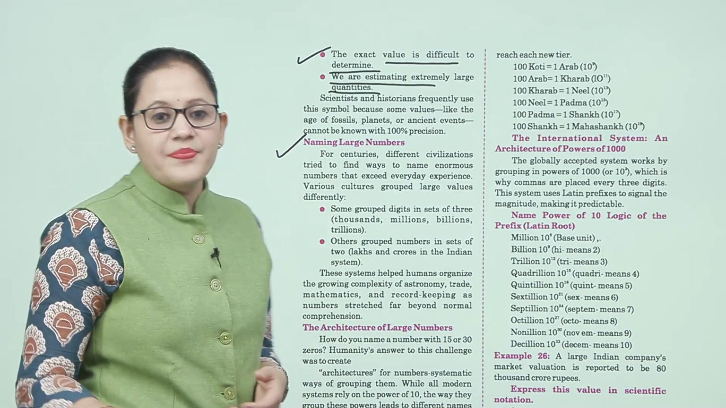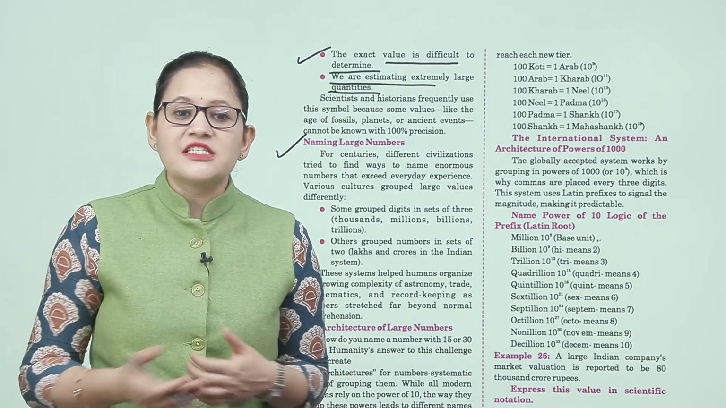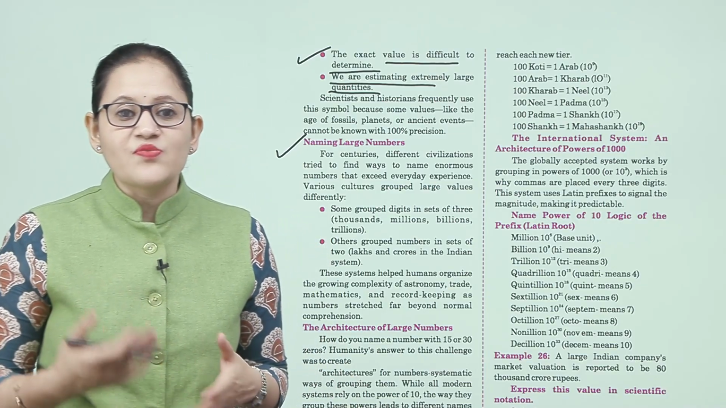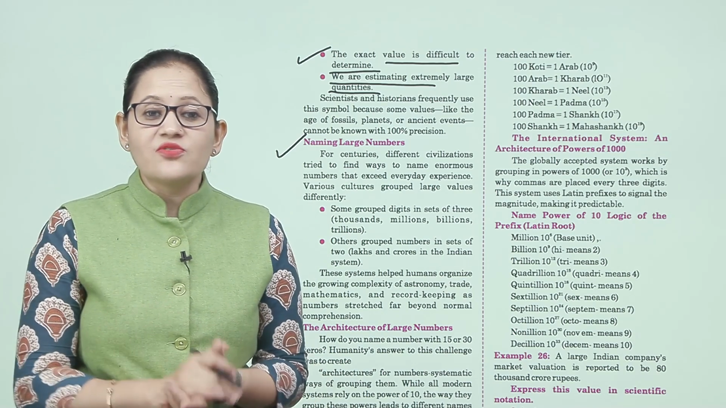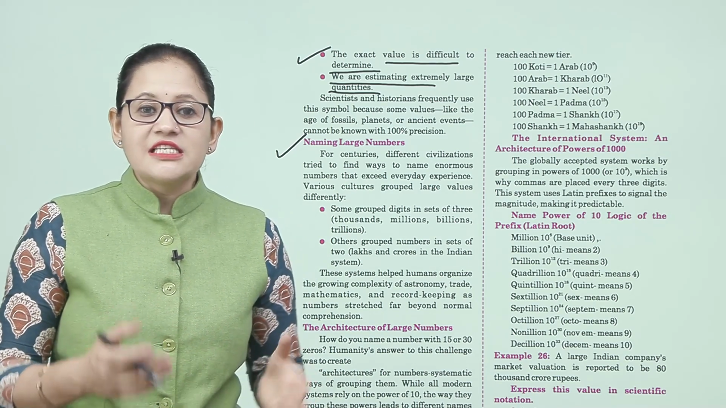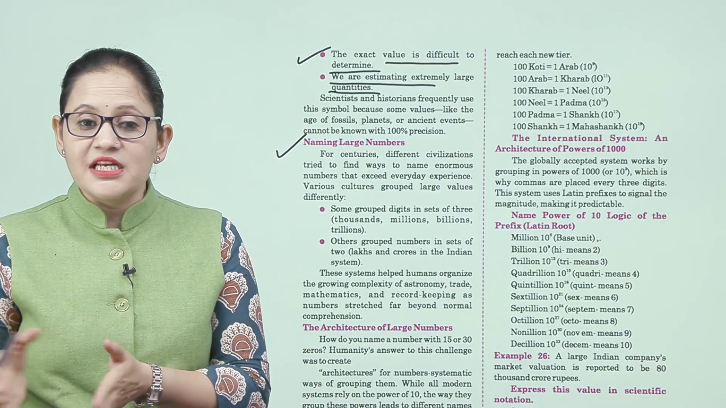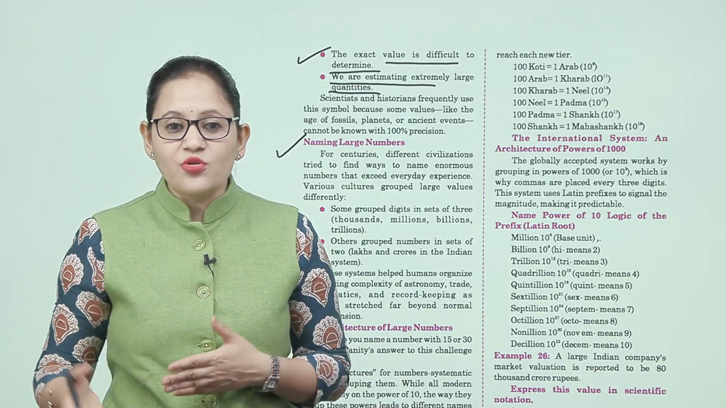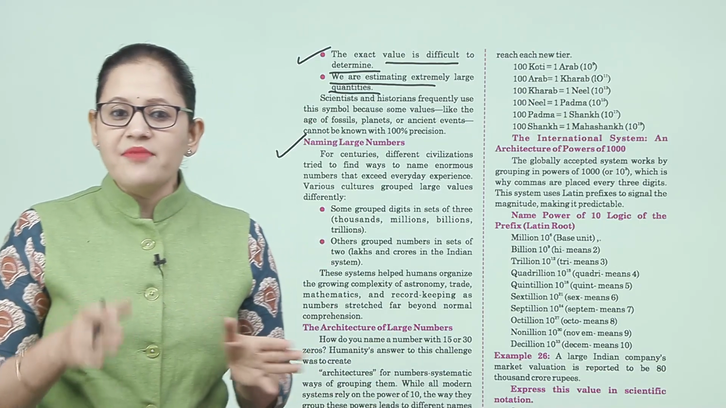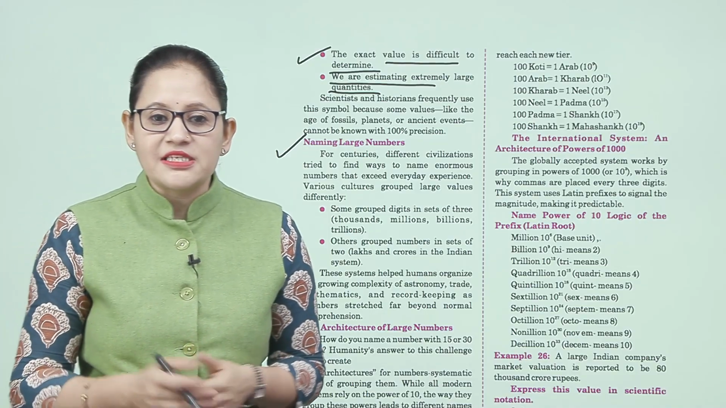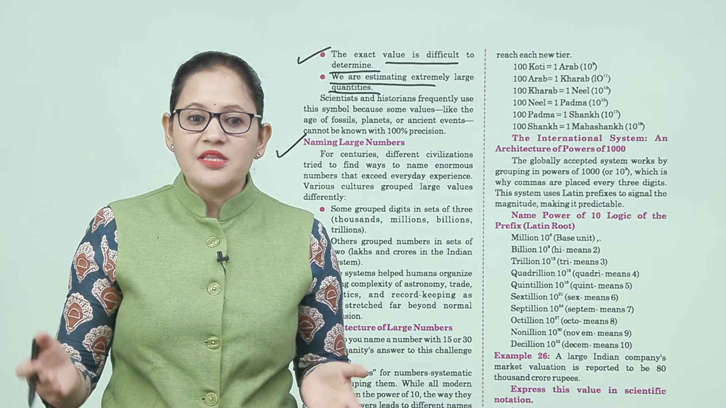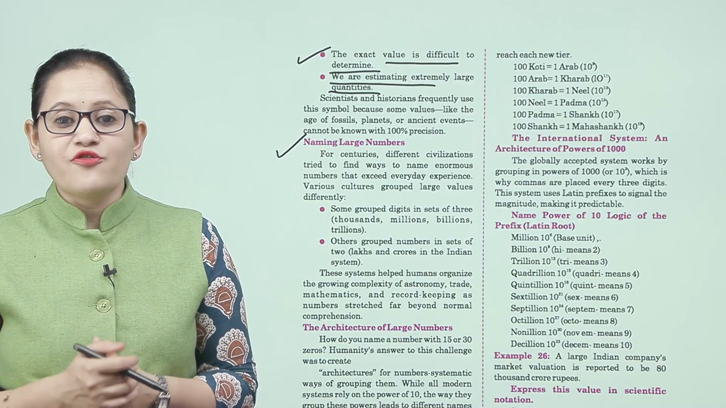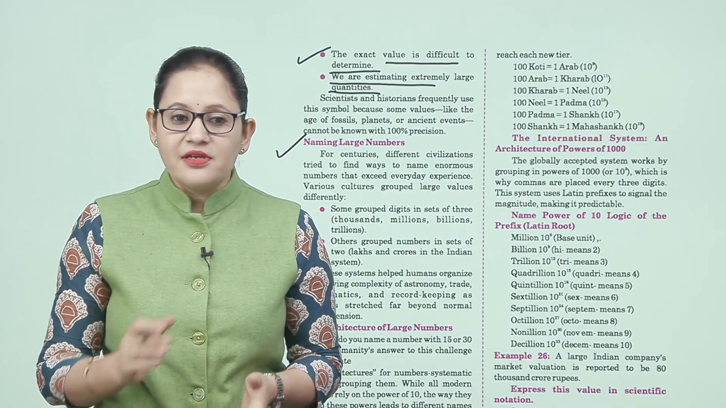Naming large numbers. For centuries, different civilizations tried to find ways to name enormous numbers that exceed everyday experience. Various cultures grouped large values differently. Some grouped digits in sets of 3: thousand, million, billion and trillion. Others grouped numbers in sets of 2, like lakhs and crores in the Indian system. These systems helped humans organize the growing complexity of astronomy, trade, mathematics and record keeping as numbers stretch far beyond normal comprehension.